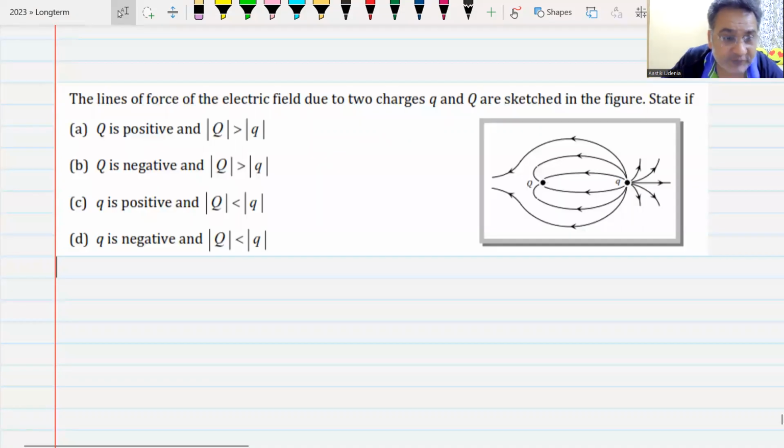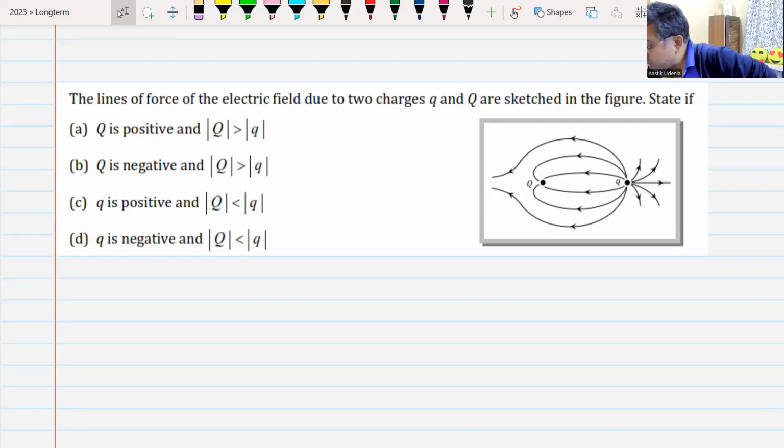Last question for this class, sir. Electric lines of force of electric field due to two charges, small q and capital Q, are drawn. State which one is the correct option, my dear friends. Simple question, simple answer. And the answer is: Q less than small q is correct.